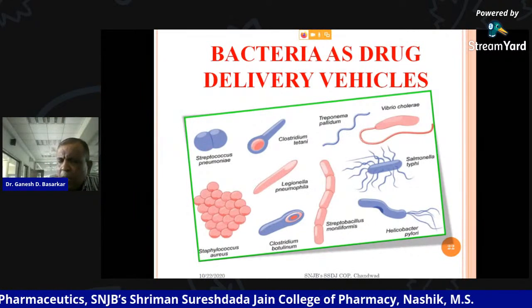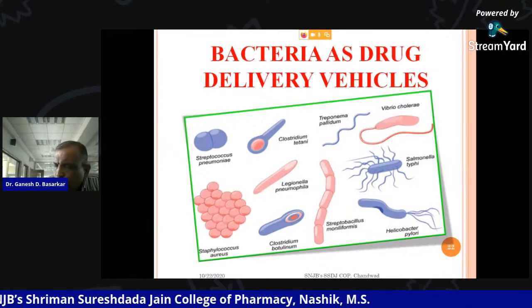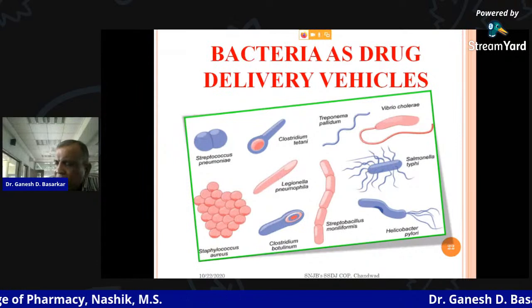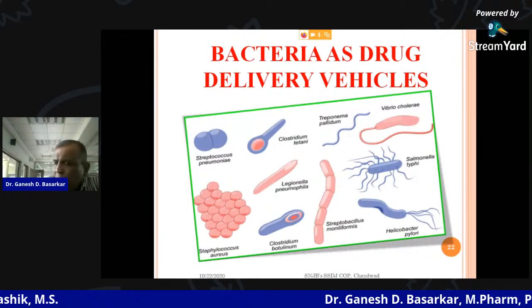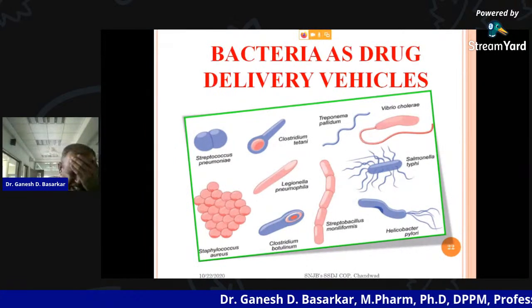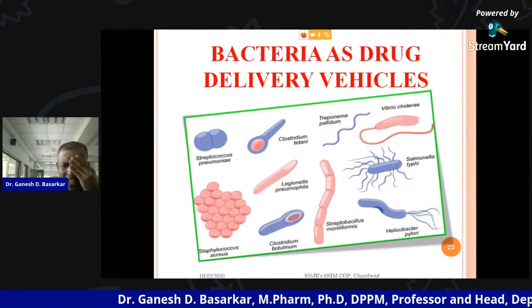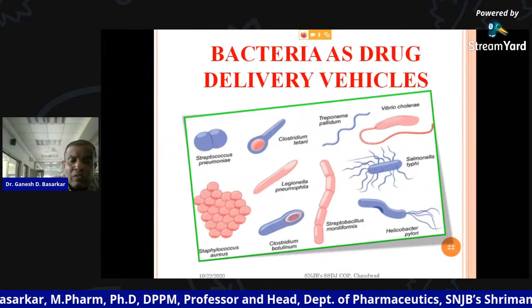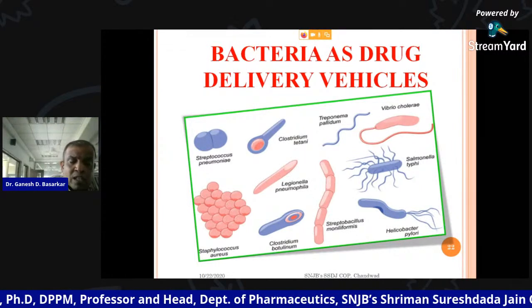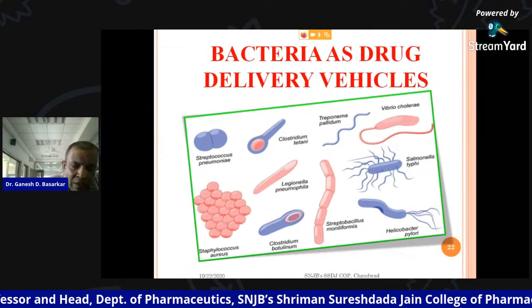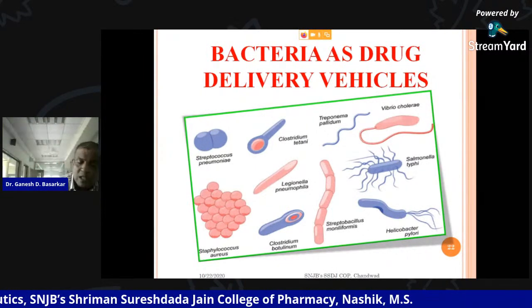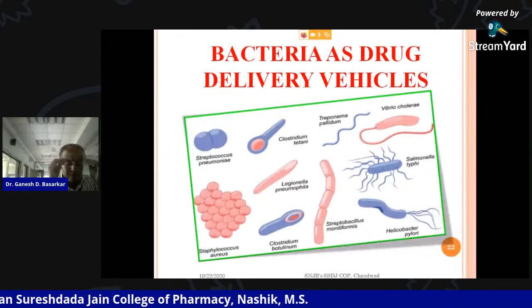They may hit the market in a couple of years, and some of them are in phase 1 and phase 2 clinical trials, especially in European countries like Sweden, and even small countries like Israel, which are actively working on this. When I was in industry, I had the pleasure of working with one of the industries of Sweden on these bacterial drug delivery systems.